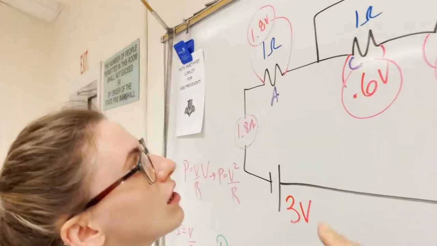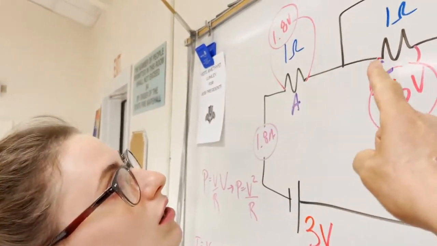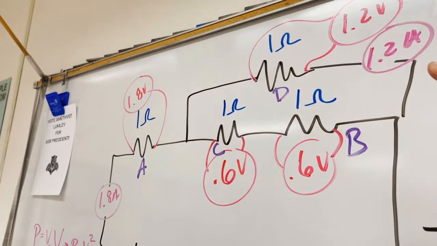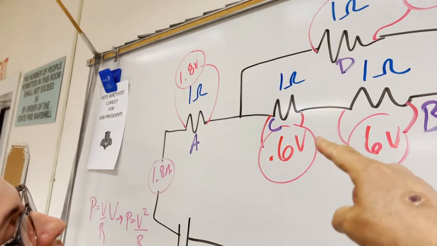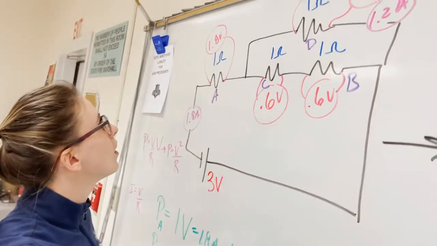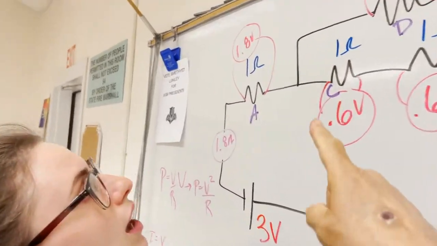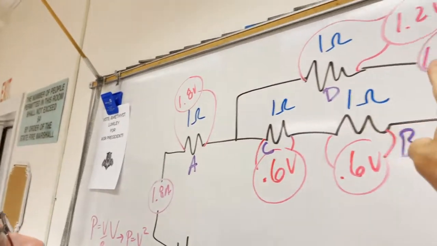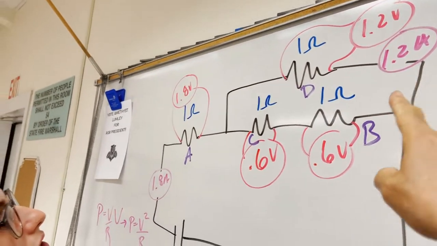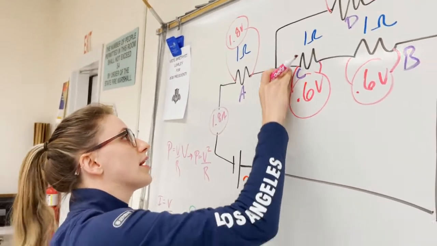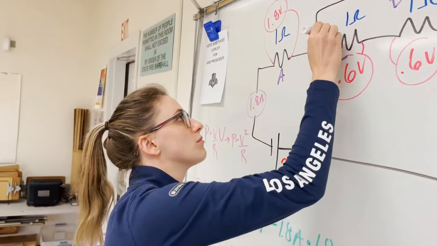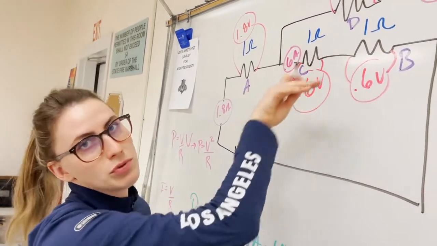Now hold on a second. We got 1.8 amps coming in. 1.2 goes up there. How much is left to go through these two? Because what happens to the current when it gets right here? It splits. We get 1.2 going here, so how much is left? So this has got to be 0.6 amps, and they both receive 0.6 amps.